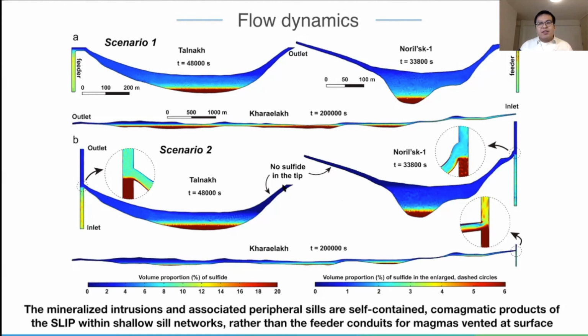And another thing is there is no sulfide in the tips of the intrusions. But here it has some sulfide. This also matches the field investigation of the intrusions. So we think that in this system, there are two stages of assimilation, and then the intrusions look like the sill network of this SLIP, but they are not the conduit for the magmas in the surface flood basalt.